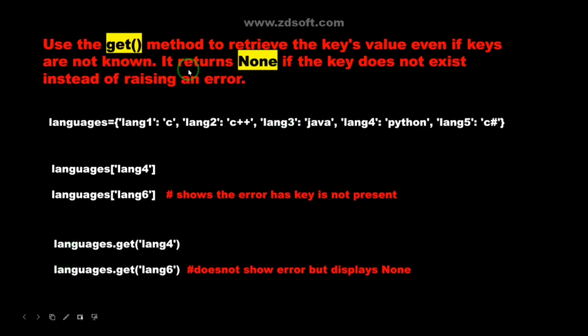So it returns None if the key does not exist instead of raising an error, because we tried this and it showed the error that the key is not present. When I try the get method, it doesn't throw any error but displays None.